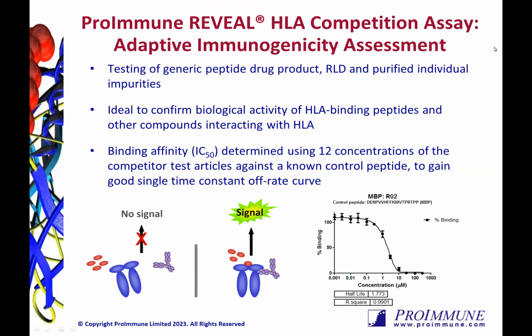Lastly, our ProImmune REVEAL HLA competition assay allows you to test your generic peptide drug product, RLD, and purified individual impurities. This assay is ideal to confirm biological activity of HLA binding peptides and other compounds interacting with HLA. Binding affinity will be determined using 12 concentrations of the competitor test articles against a known control peptide to gain a good single time constant off-rate curve.